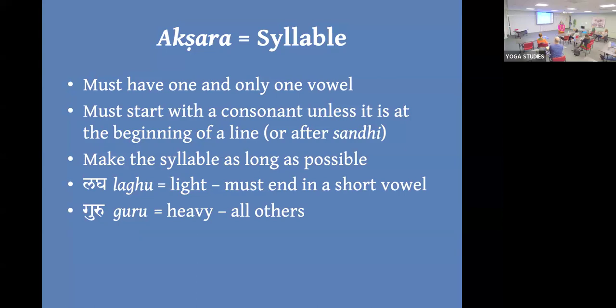But just to make life interesting, we have a bunch of rules for what a syllable is. A syllable must have one and only one vowel. It has to start with a consonant, unless it's at the beginning of a line or after sandhi. If you don't know what that means, don't worry about it. If you do, then worry about it. Because we're gonna do this again next year, hopefully, for those of you still studying. And you want to make the syllable as long as possible.